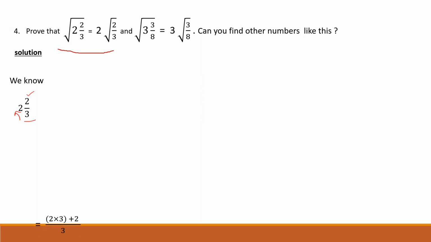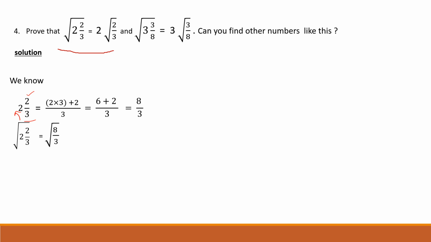So we get 2 into 3 plus 2 by 3. And what is this 2 into 3? 6. So numerator becomes 6 plus 2 by 3. So what about the final answer? It's 8 by 3. Good. So what about square root of 2 by 3? Yes, square root of 8 by 3.